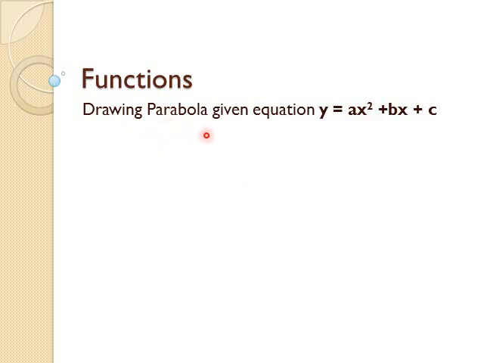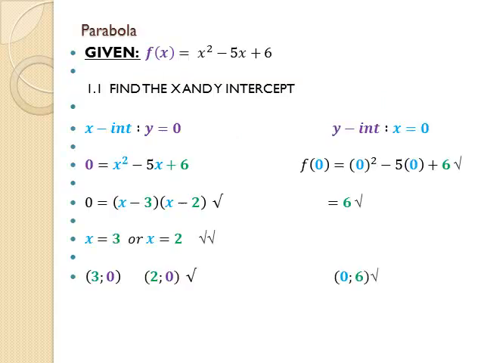I'm Mr. Simons. This lesson we're revising how to draw a parabola given a standard quadratic equation, f of x, which represents y, equal x squared minus 5x plus 6. To plot any function, we generally will find their x and y intercepts. For x-intercept, it will always be y equal to 0. For y-intercept, x equal to 0.